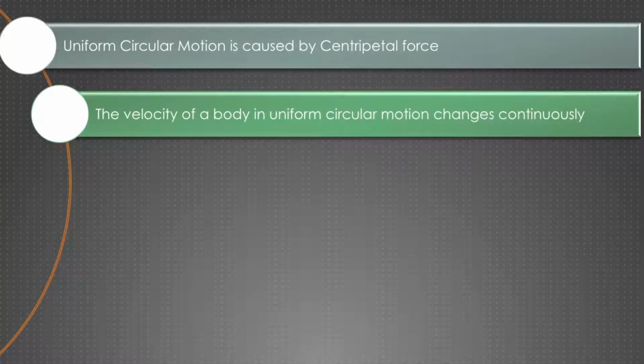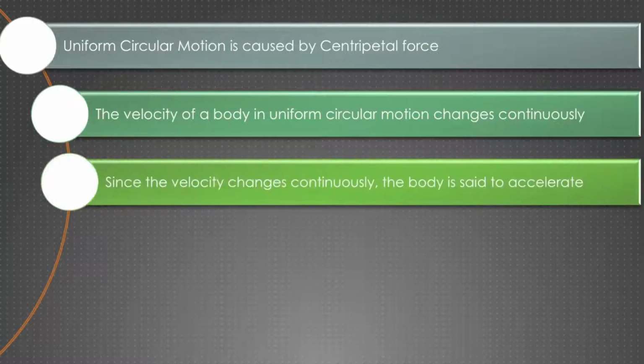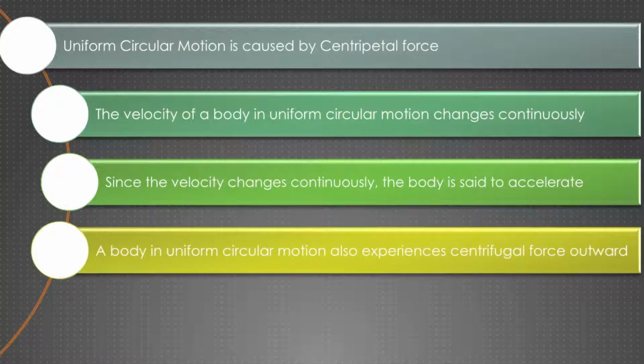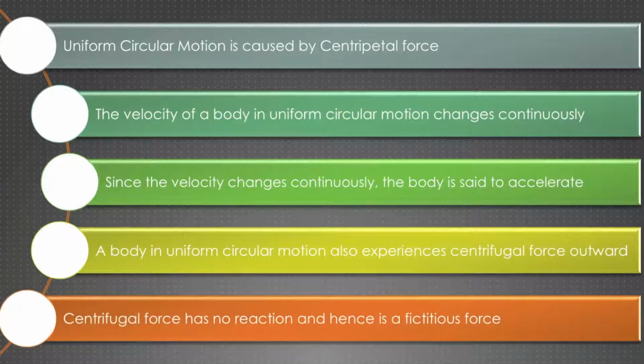And now, the summary of this video. Uniform circular motion is caused by centripetal force. The velocity of a body in uniform circular motion changes continuously. Since the velocity changes continuously, the body is said to accelerate. A body in uniform circular motion also experiences centrifugal force outward. Centrifugal force has no reaction and hence it is a fictitious force.